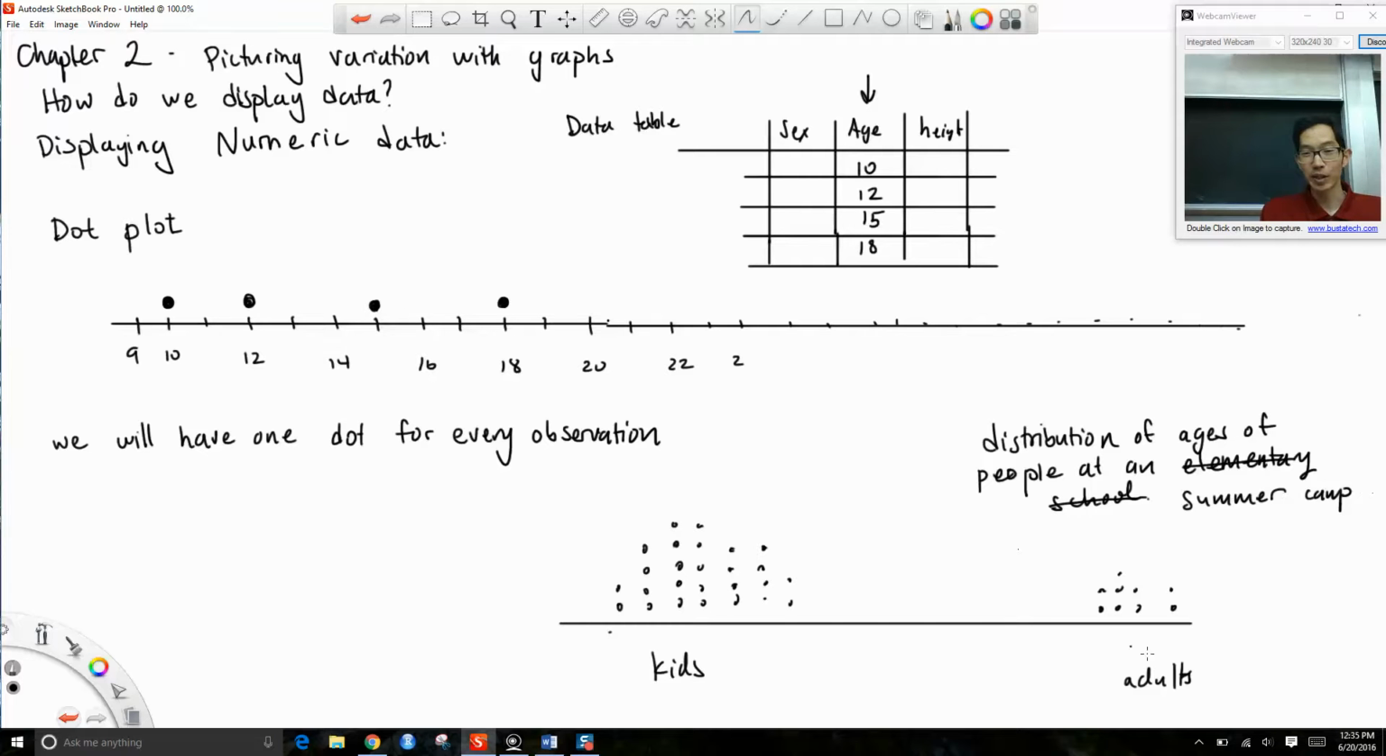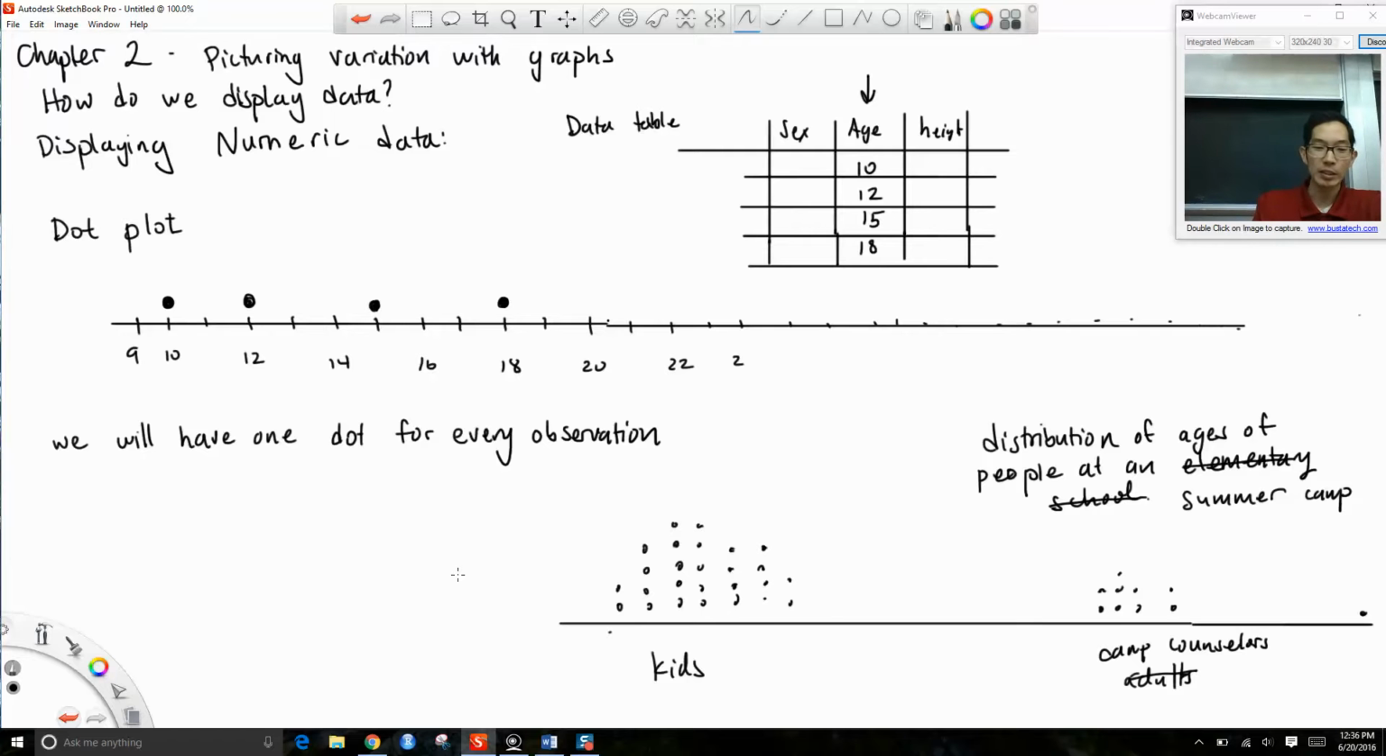Where they're more like camp counselors. The camp counselors will probably be very close to each other in age, right? Maybe young adults who are in college, so still in a tight age range. But then there's a gap between the elementary school aged kids of this range, and then you have no one here, and then you've got some young adults, and then maybe an older person running the camp, the director or something. So this would be one dot for every observation. Does this kind of make sense?